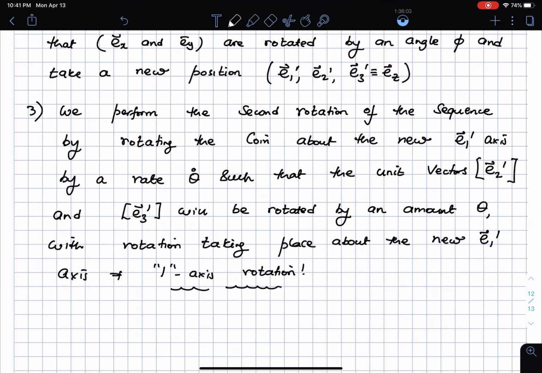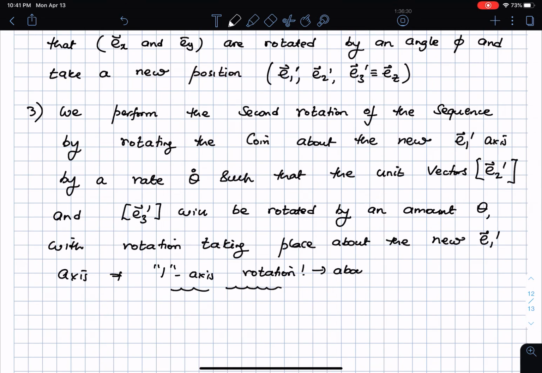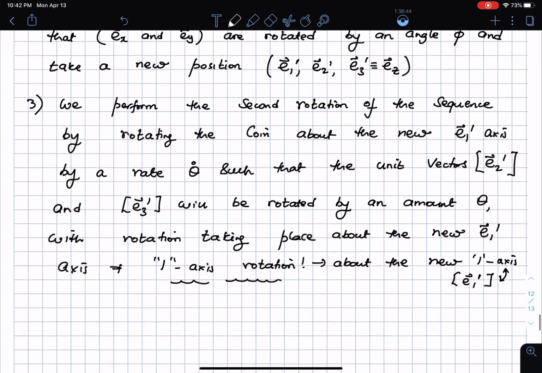Just to reiterate, we perform the second rotation of the sequence by rotating the coin about the new E1 prime axis by a rate theta dot, such that the unit vectors E2 prime and E3 prime will be rotated by an amount theta with respect to their original positions, with the rotation taking place about the new E1 prime axis. This is a one axis rotation. First was a three axis rotation, now is a one axis rotation about the new one axis, which is E1 prime.